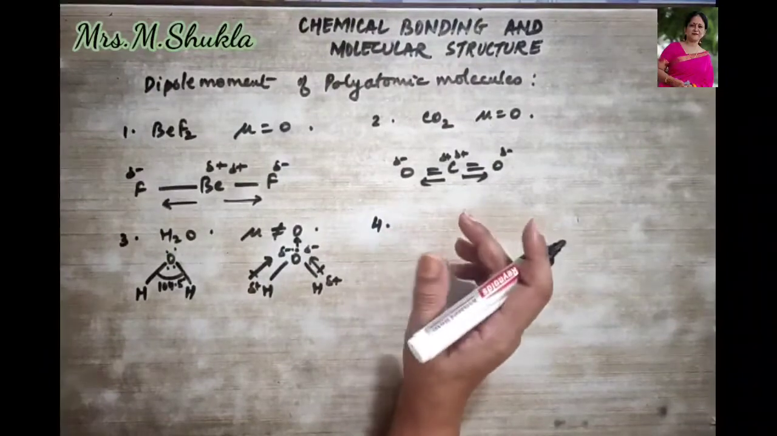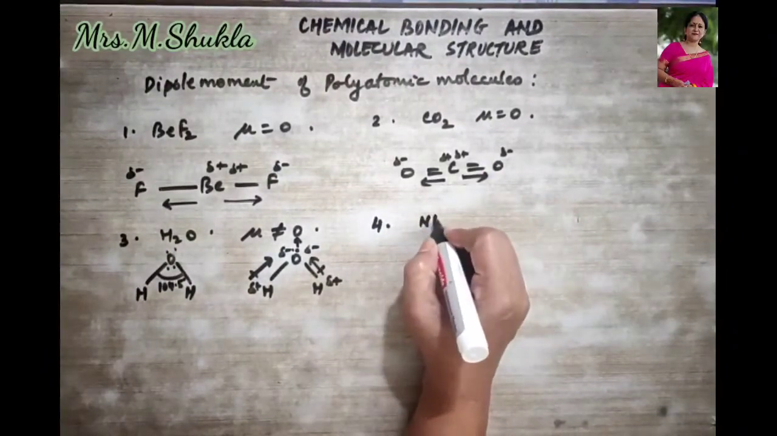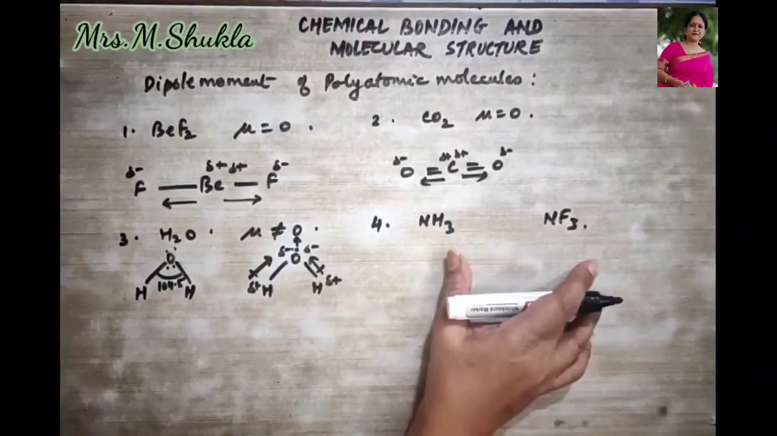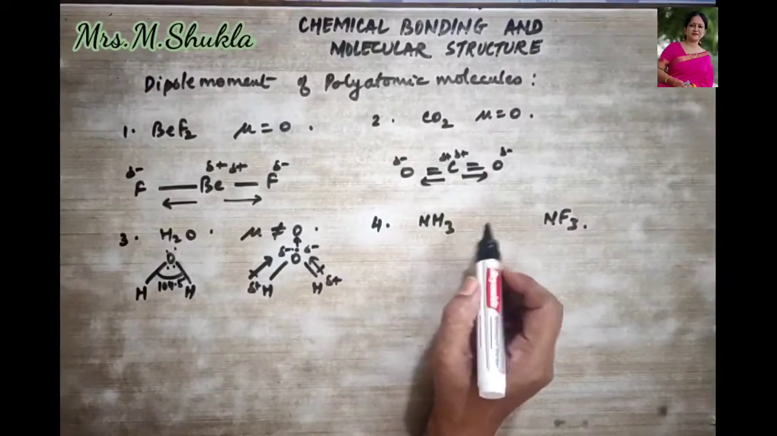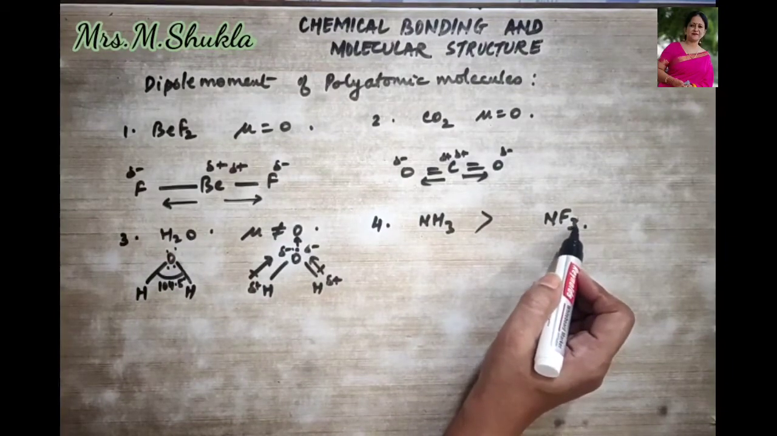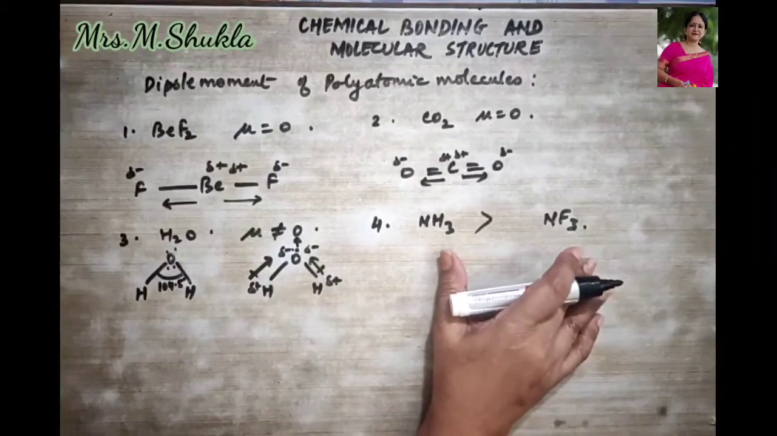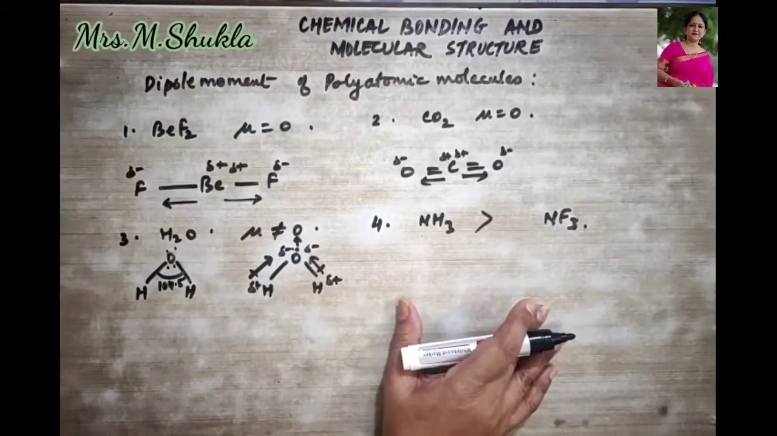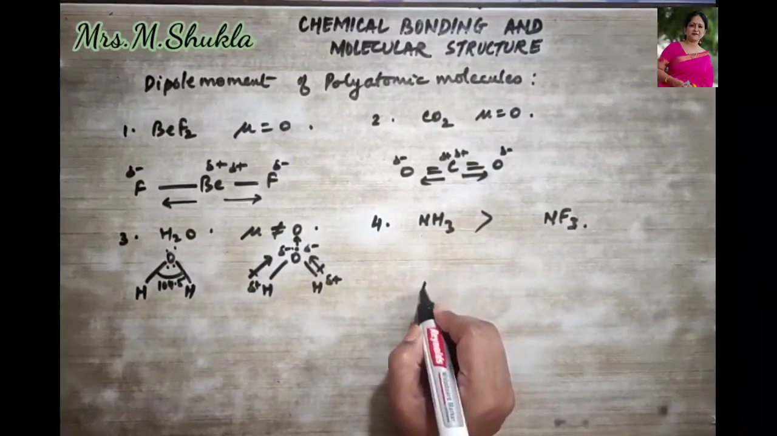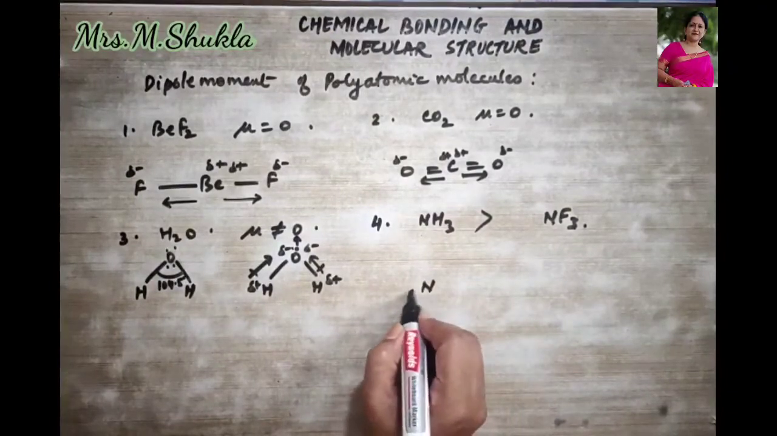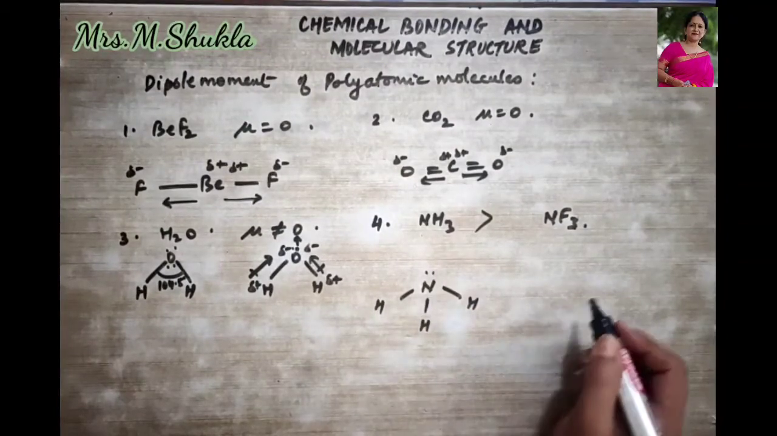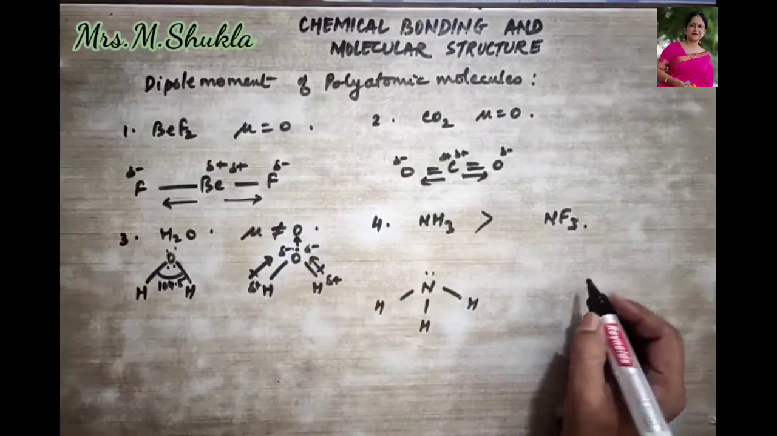Next, if I compare the dipole moment of NH3 and that of NF3, which one is greater? Dipole moment of NH3 is greater than that of NF3. Now why and how can we explain this? So firstly, I am going to draw the structure and then I am going to explain you the whole thing. So let's draw the structure of ammonia: N, H, H, H, and here is the lone pair. Clear? Let's draw for NF3.